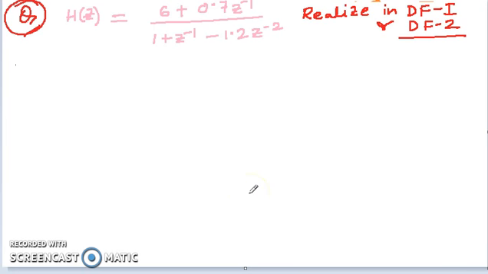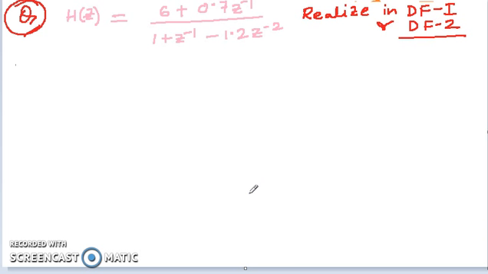Hello everyone. Now we are going to take an example on direct form realization 1 and 2, how we are going to do it numerically. We can do it in a much faster way, and it will be quick if you just understand the trick I am trying to explain.